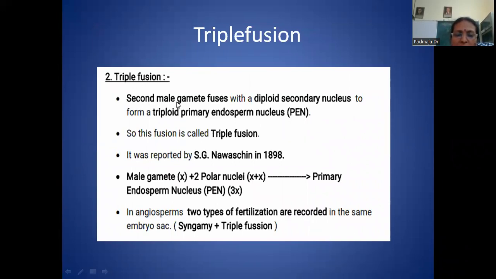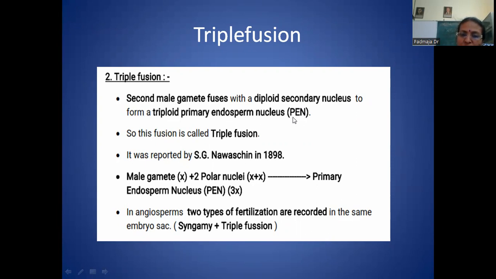Triple fusion means the second male gamete in the pollen tube fuses with the diploid secondary nucleus present in the embryo sac to form a triploid primary endosperm. That means one male gamete fusion leads to the zygote, and another male gamete fusion leads to the formation of endosperm. It is also called the primary endosperm.